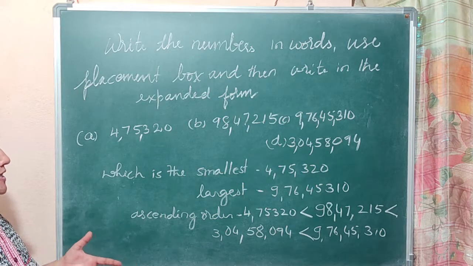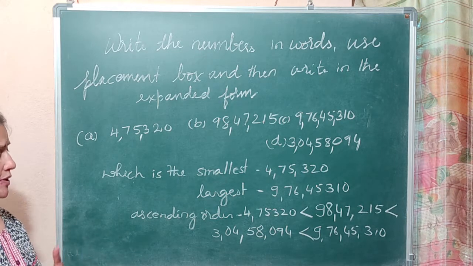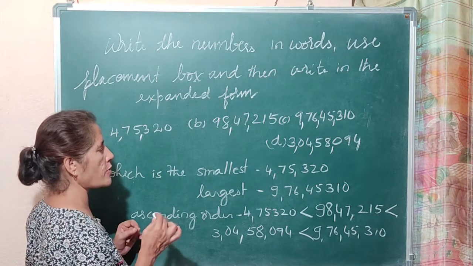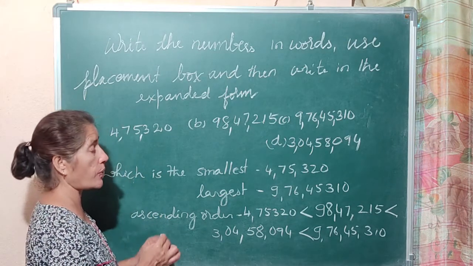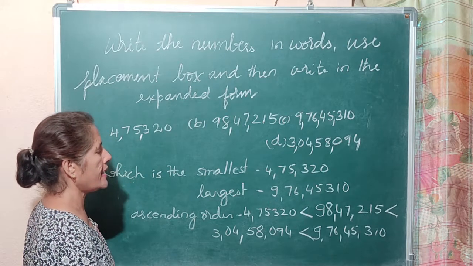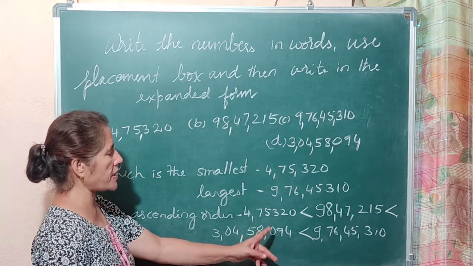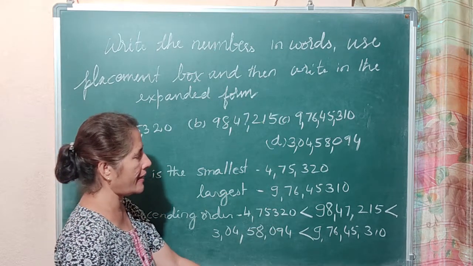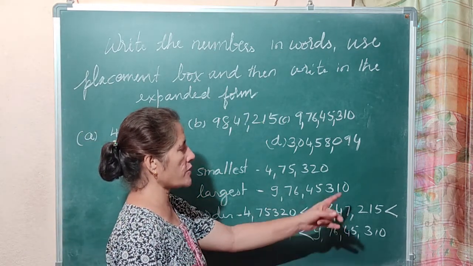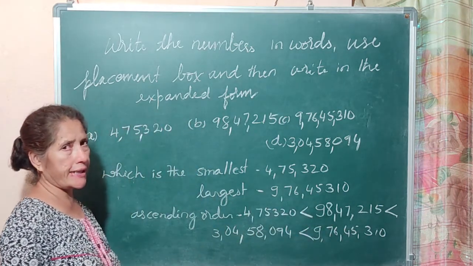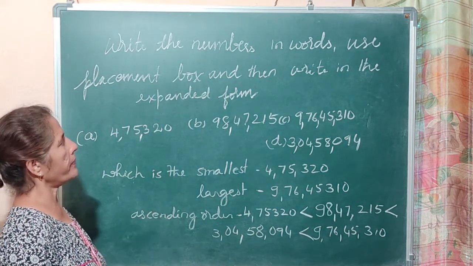How do you write down descending order? Descending order is just the reverse of this. First you have to write down 9 crore 76 lakhs 45,310 is greater than 3,04,58,094 is greater than 98,47,215 is greater than. Just go in reverse. You will get the answer for descending order.